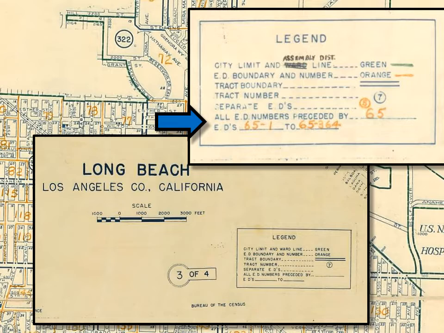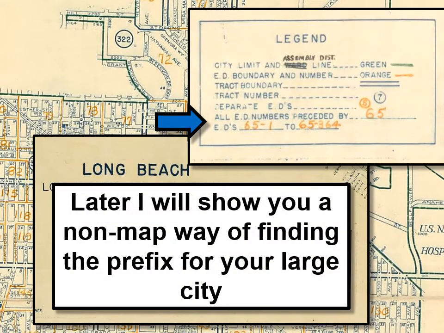65-72. Does this mean that if you have a large number of these non-prefix numbers, you're going to have to go back to the original maps to find the prefix? Well, no, you won't have to do that, because I'll show you later a non-map way of finding the prefix for your large city.